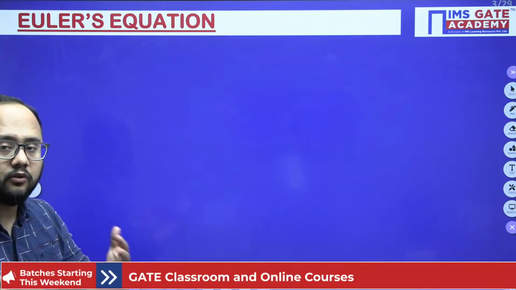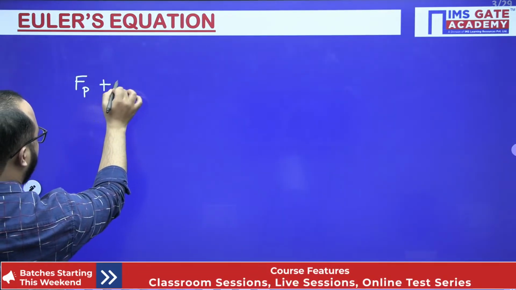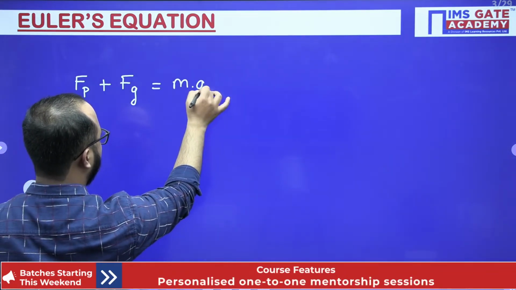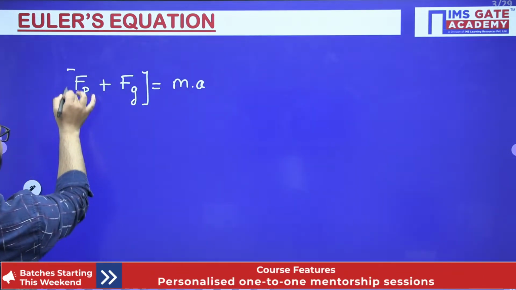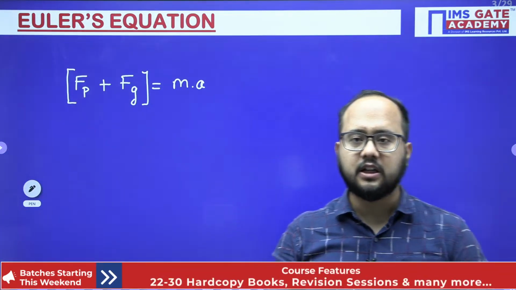So those two forces we are going to discuss here. According to Newton's second law, I will directly write pressure force plus gravity force equals mass into acceleration. That is our Newton's second law. Now I will derive Euler's equation using this only.